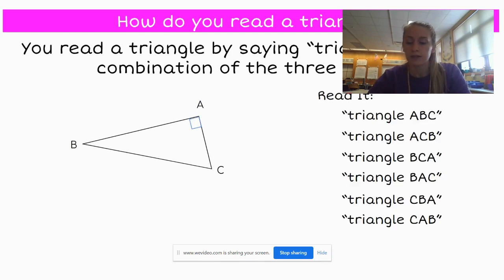So I'm going to give you an example. All of these are different ways that you could label this triangle. The important thing to know is that you need to label it in the correct order. So I like to think of it going in a circle. So ACB or CBA or BAC. As long as it goes around in the circle, then it can be named in that order.